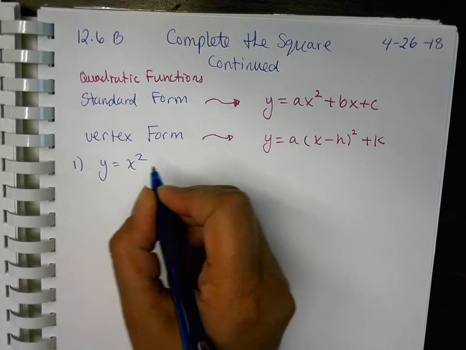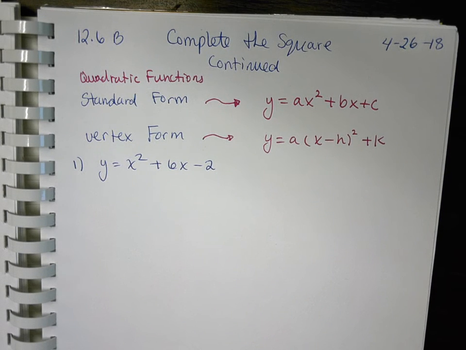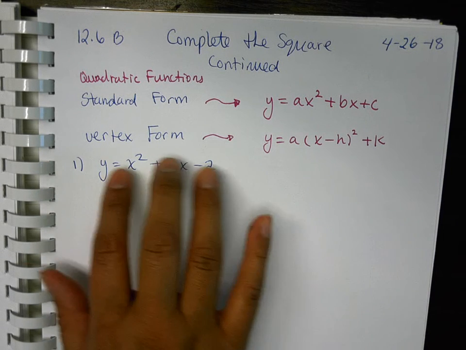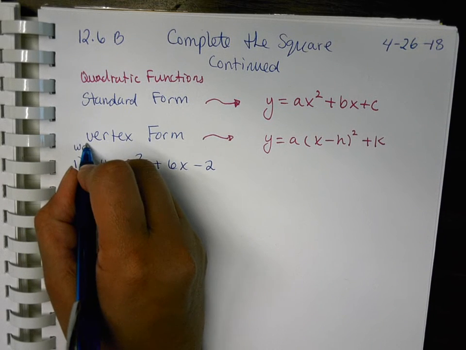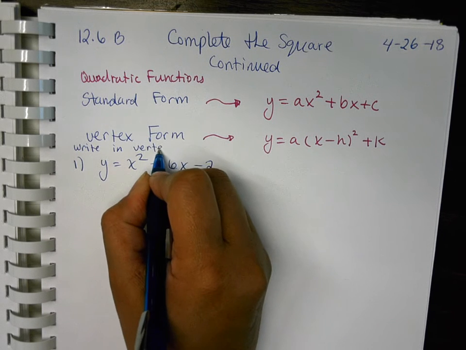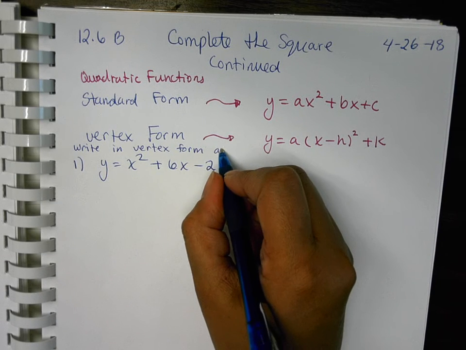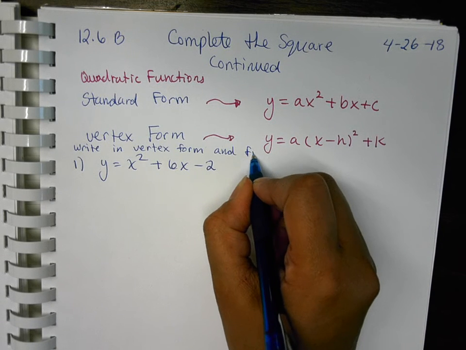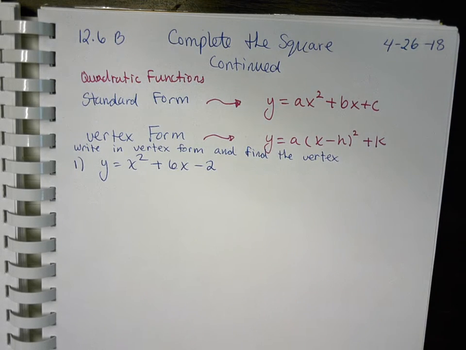Y equals x squared plus 6x minus 2. I should have written what I wanted you to do first, so I'm going to squeeze that right in here: write in vertex form and find the vertex.